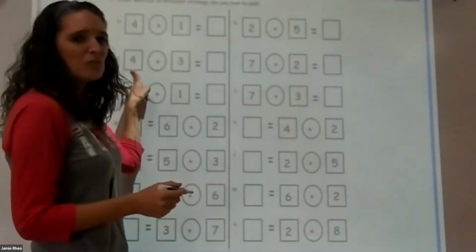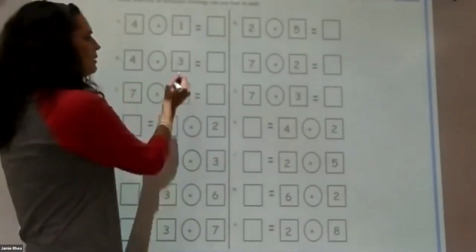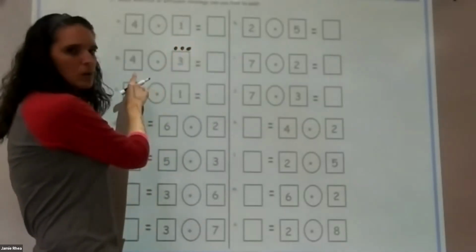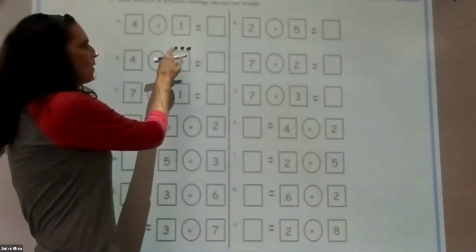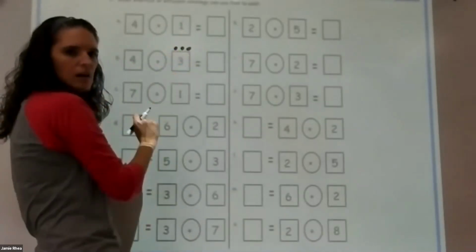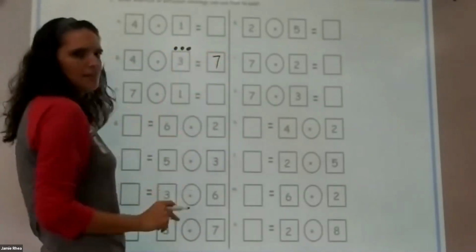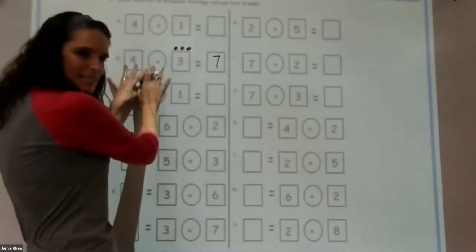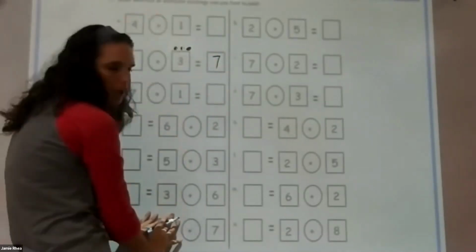If I say, Miss Ray, I don't know what 4 plus 3 is. Hey, let's go draw 3 dots. 1, 2, 3. And let's start with 4 and count on. 4, 5, 6, 7. How many do I have? 7.